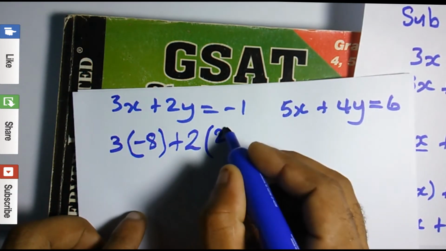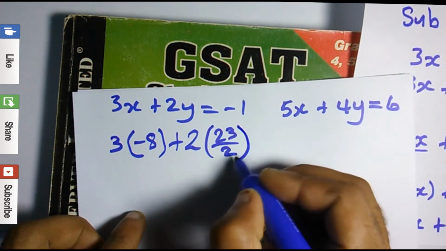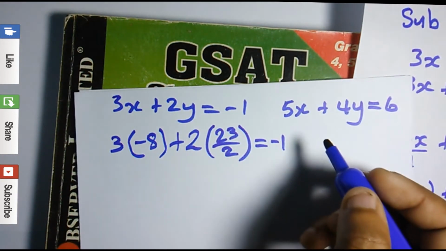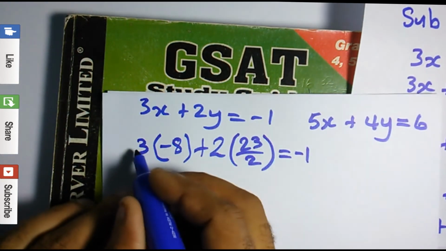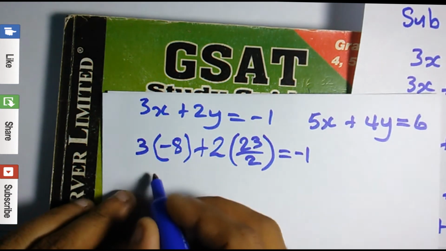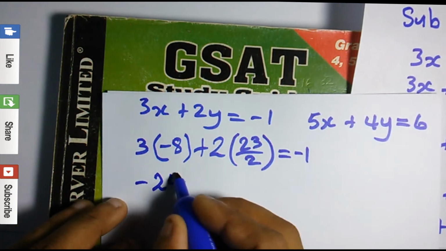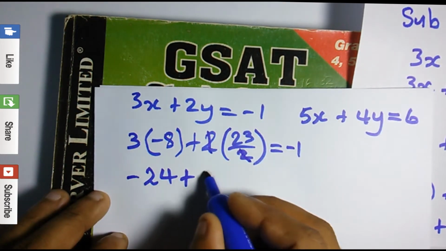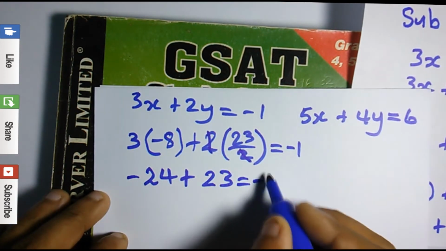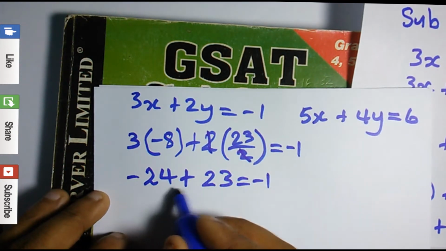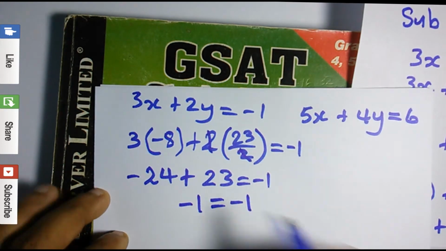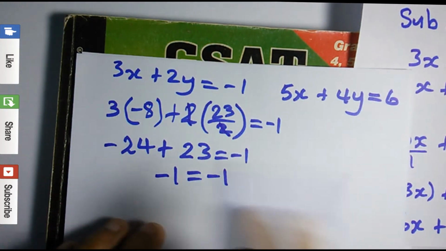So 2 times 23 over 2 equals negative 1. Our solution should be negative 1. Now, 3 times 8 is 24, so negative 24, plus this 2 is going to cancel this 2, so we're left with 23. Negative 24 plus 23 will give us negative 1, and negative 1 is equal to negative 1. That means our solution worked in the first equation.